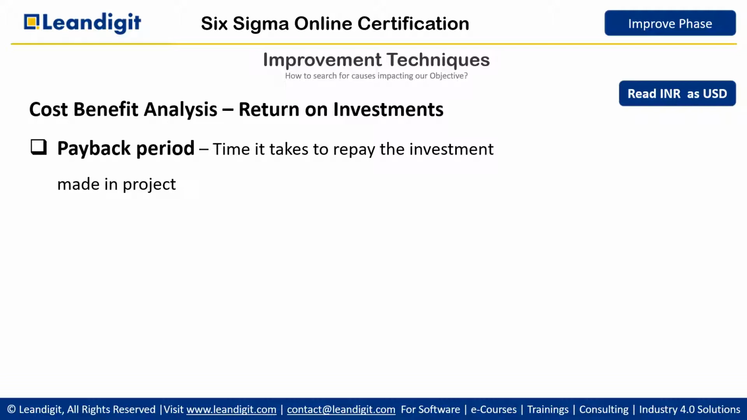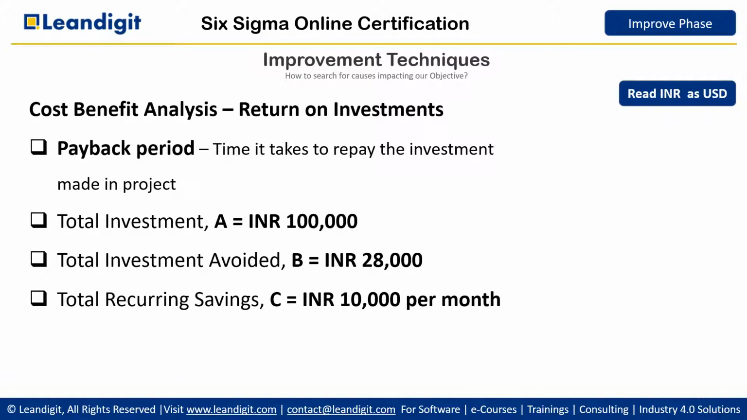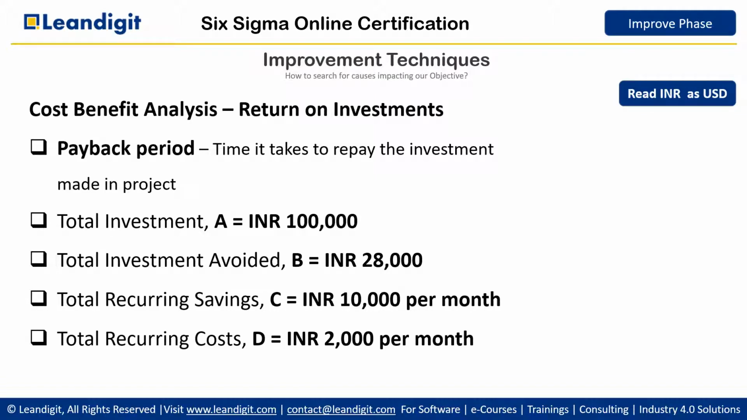So what is payback period? Let us try to understand with an example that in the project we invested 100,000 INR. You can also read INR as USD because USD is a more known currency in the world. Total investment avoided is 28,000. The recurring savings, that means we are going to save 10,000 per month because of this project, and recurring costs are 2,000 per month.